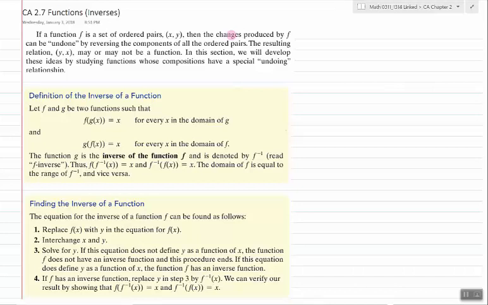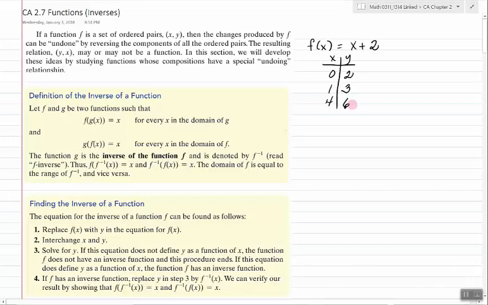Now we're going to specifically look at the kind of undoing relationships which are functions. So let me go a little further with what this is saying. If you have a function f of x, we'll look at something pretty easy. It is x plus 2. And I were to look at a set of ordered pairs. If x is 0, 0 plus 2 is 2. If x is 1, 1 plus 2 is 3. If x is 4, 4 plus 2 is 6.